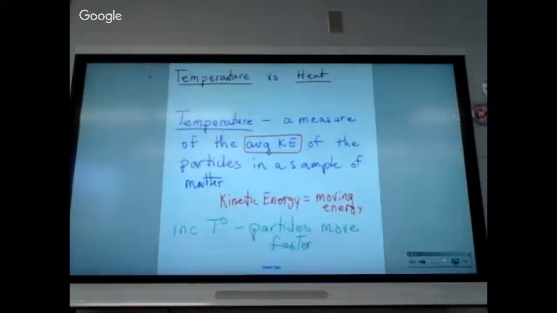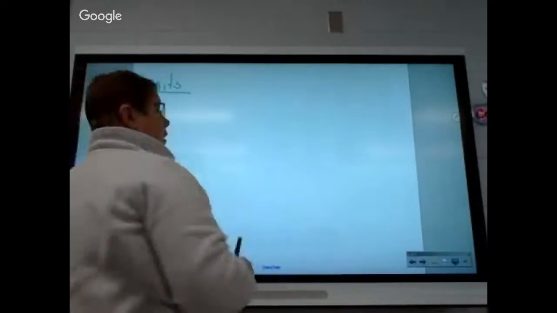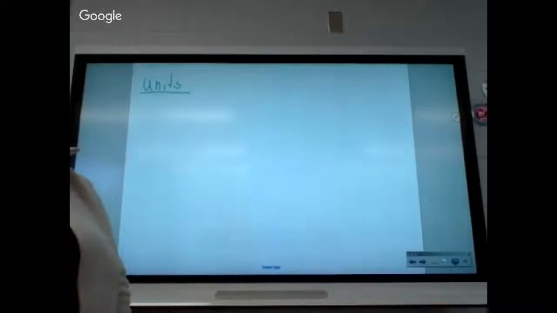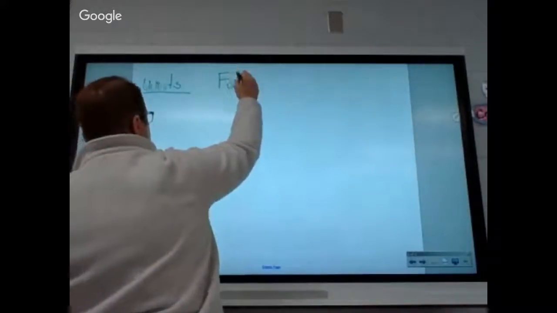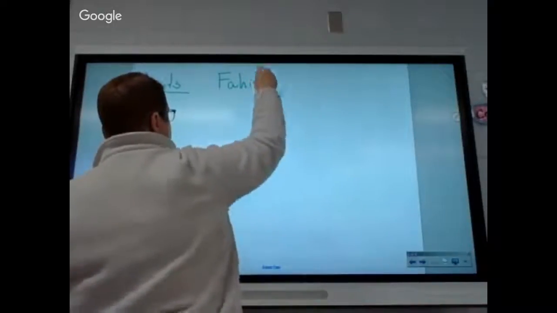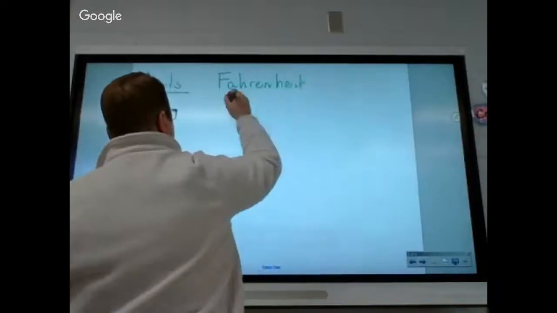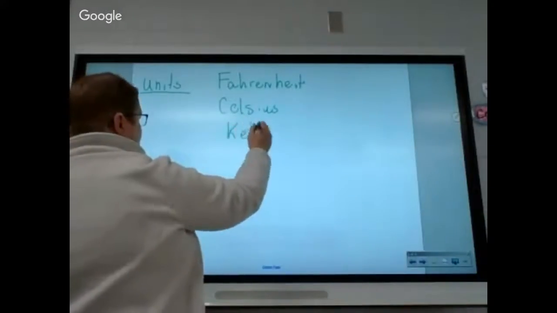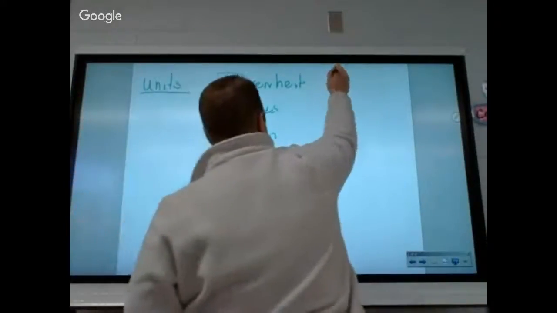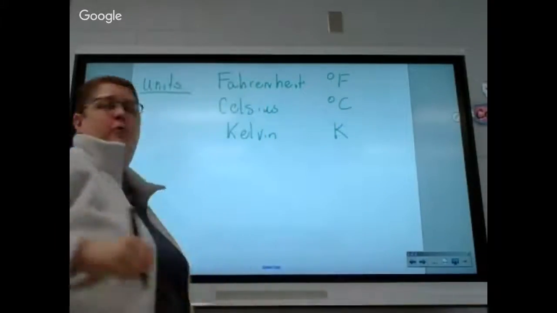All right, Leandra. Now, what are some units that we would use to measure temperature in? There are three that we've talked about. What are they? Fahrenheit, Celsius, and Kelvin. Now, Kelvin is the only one that does not have a degree symbol. We say degrees Fahrenheit, we say degrees Celsius, and Kelvin is just a K when we abbreviate.